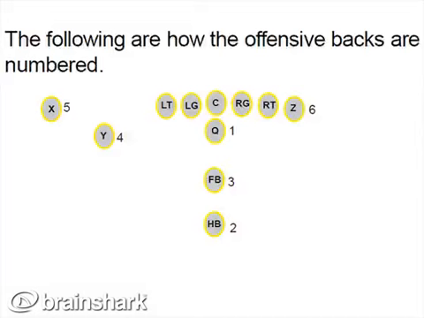Again, our backs are numbered in the passing plays, but we don't use this as much as we do in the running plays. So the quarterback is the 1 back, fullback the 3, halfback or tailback the 2, and the other halfback or slot back is the 4.